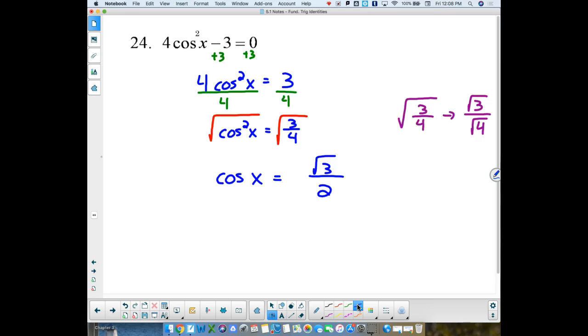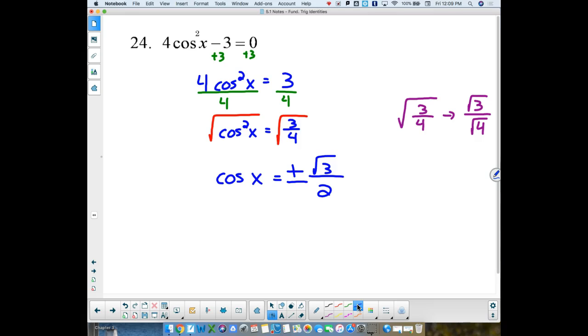Yes? No. What's wrong mathematically? Why is it plus minus? Yep. When we take the square root and we're solving, we have got to add in that plus minus. Okay.